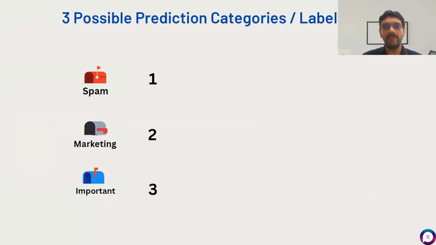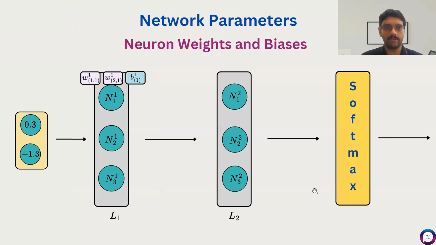In our case, we're going to have 3 classes of categories. We're assuming the email can either be spam, marketing, or important. And in our final example that we'll implement in the next video, we'll have 3 more classes, so it'll be 6. But in this case, this is good enough for visualization.